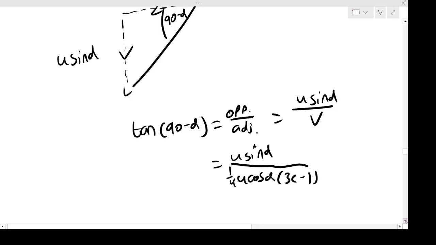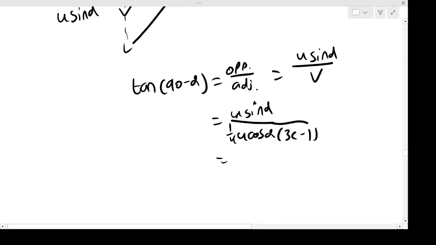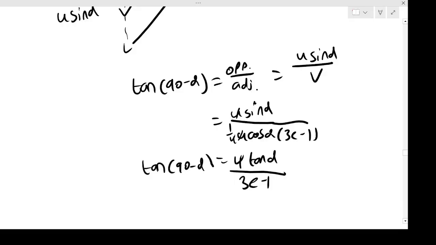And then we can simplify this a little bit, right? So firstly, the u's cancel. If we divide by a quarter, we can just multiply by 4. Sine over cos is tan. And then we can divide by the 3e minus 1. Hopefully happy with that simplification there. And so this again is equal to tan of 90 take away alpha, the angle afterwards. So again, this whole thing is the components afterwards. Okay. Hopefully happy so far.